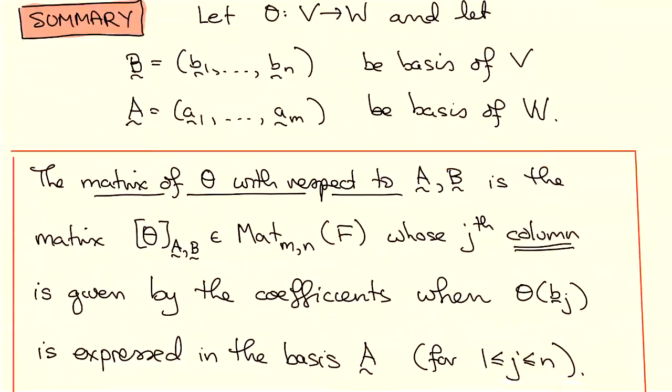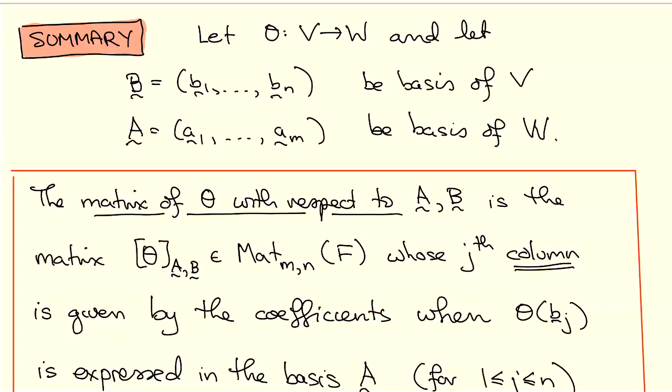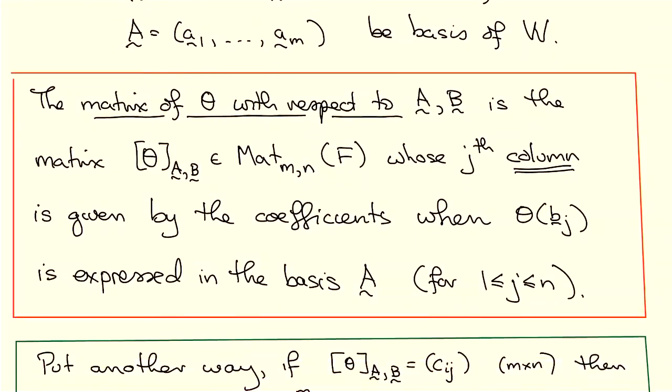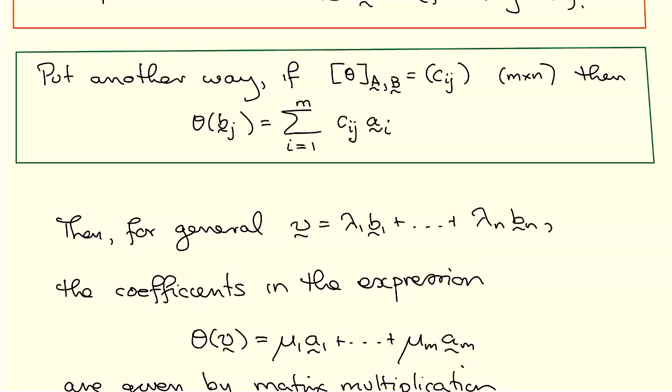Literally one minute, this is the summary. It's what I've just said. We've got a linear transformation and fixed choices of ordered bases. The matrix with respect to those fixed choices is the matrix whose jth column is given by writing theta B subscript j into the A basis. Put another way, this equals the matrix Cij, where the Cij's are given by this formula.